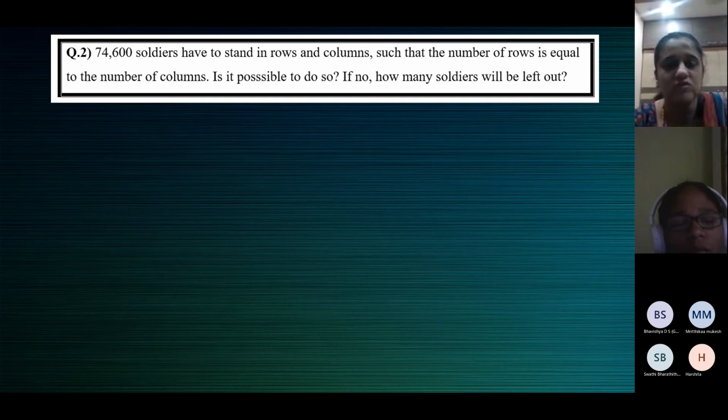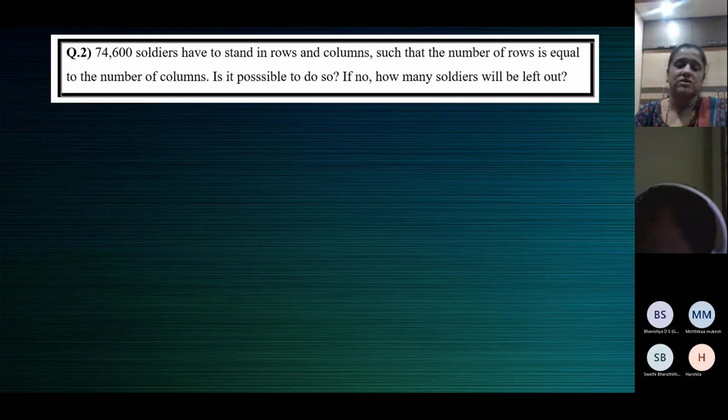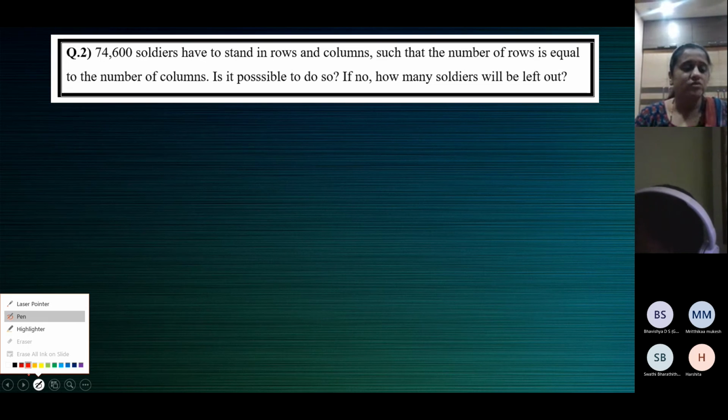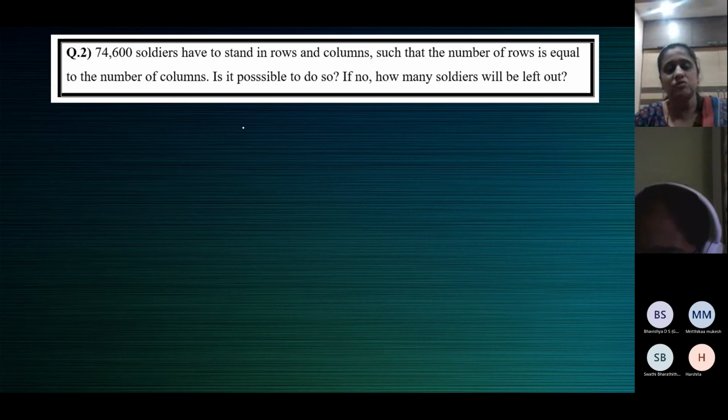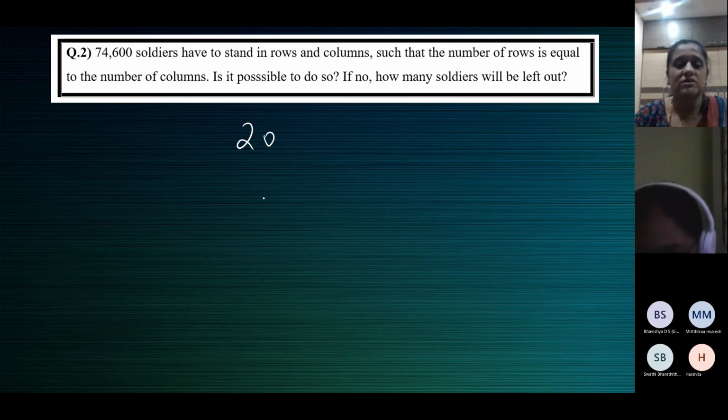74,600 soldiers have to stand in rows and columns such that the number of rows is equal to the number of columns. Is it possible to do so? If no, how many soldiers would be left out? So now supposing there are 20 soldiers, all right? Can you arrange 20 soldiers in an equal number of rows and columns?